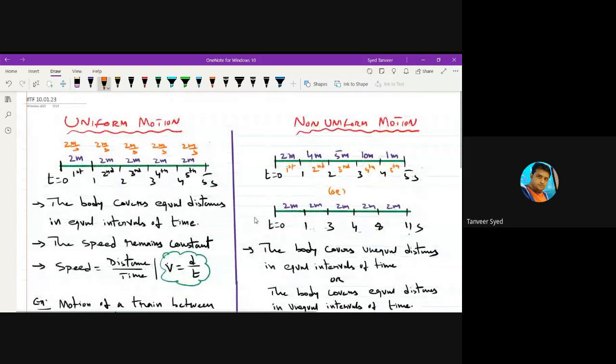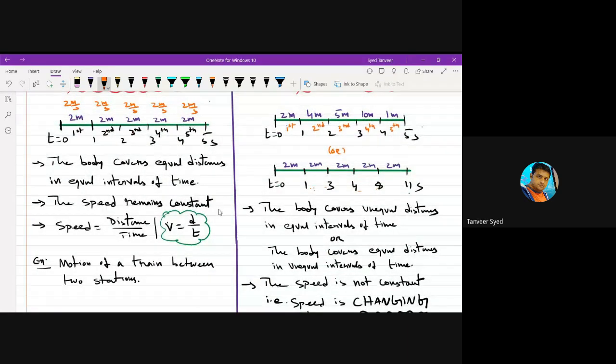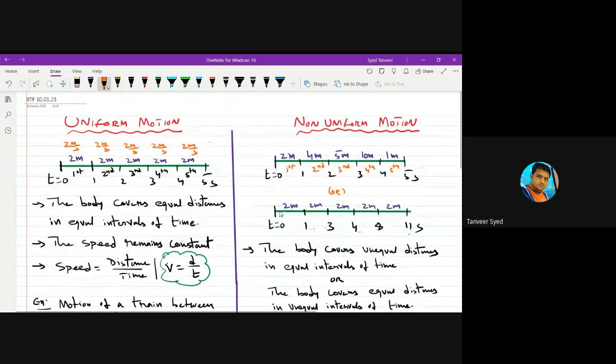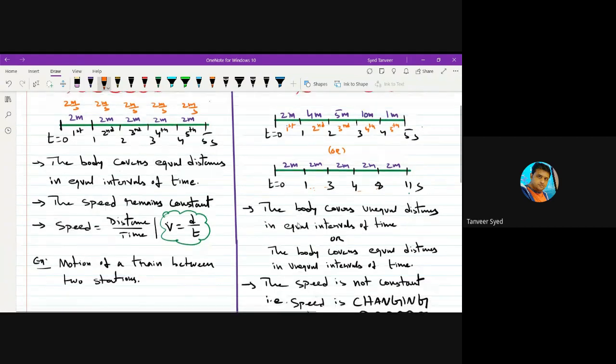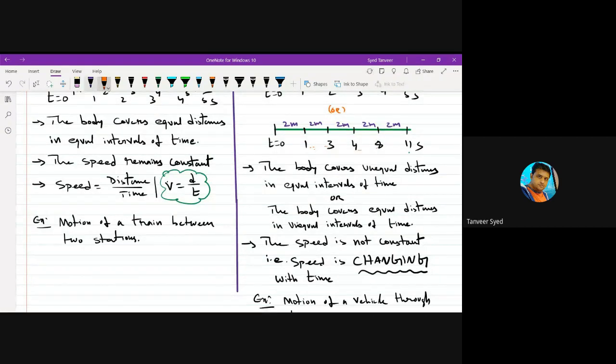The things that we discussed here regarding uniform and non-uniform motion, we took speed, distance. The same things apply for displacement and velocity also. If a body is in uniform motion, its velocity will remain constant. If a body is in non-uniform motion, its velocity will change. Okay, so speed or velocity. You include velocity also here. Speed is distance by time. Velocity is displacement by time.